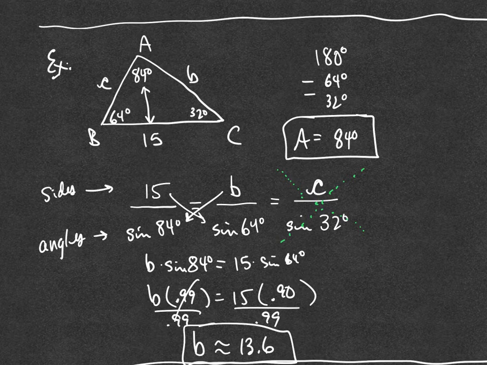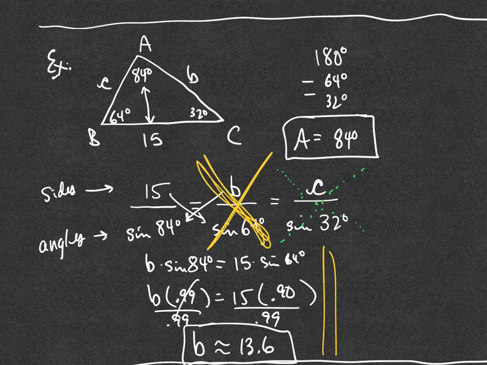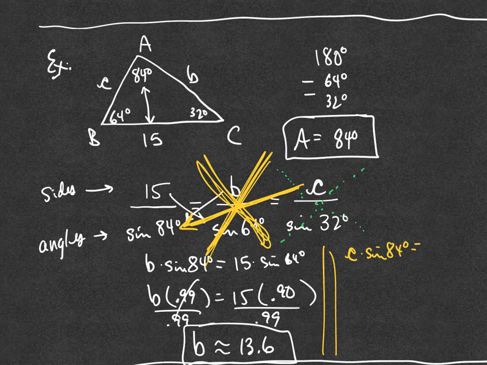And then to find side C, we just need to cover up a different fraction. So how about if I change to yellow, just so you guys can see the difference. And then what I might do is cover up the fraction that's in the middle and cross multiply with the other 2. Cross multiplying this direction, I'd have little c times the sine of 84. And cross multiplying this direction, I'd have 15 times the sine of 32.